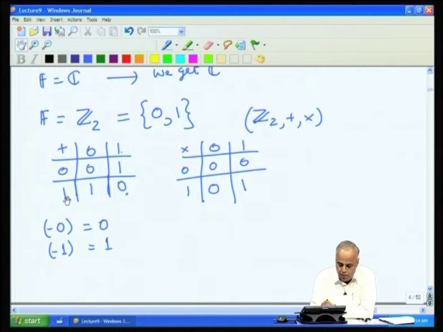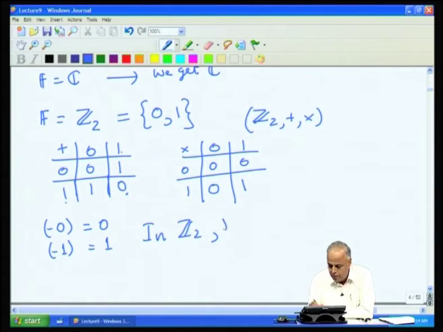Here is 1, when I add it with 1, I get 0. So, 1 acts as the negative of 1. So, in this field, every element is its own inverse. So, in Z 2, plus and into, every element is its own negative.